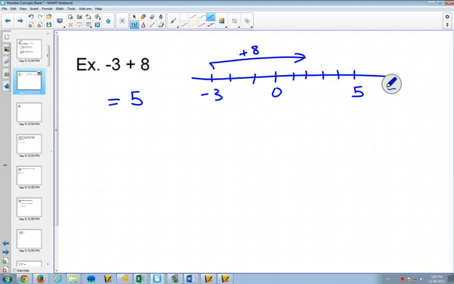Is it just a coincidence that 8 minus 3 is equal to 5? Or does that always work? Something to think about. Ready for another one?